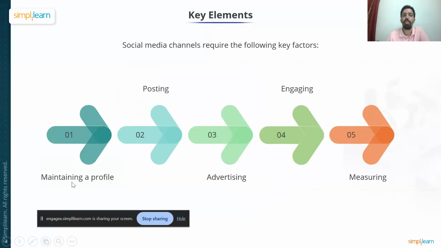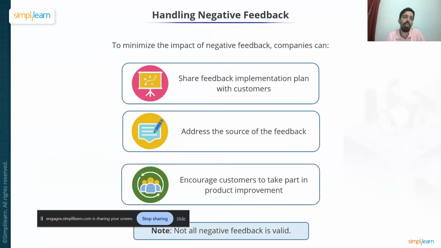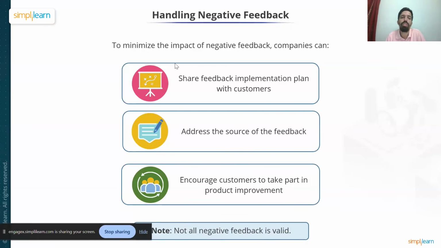One is you need to maintain your profile, constantly keep on posting, and then use that particular platform for advertising. Then engaging content creation needs to be done, and then definitely you can measure your profiles. So these are some of the five key elements that you have. There are some negative aspects as well from social media platforms, which are unavoidable, you can say. There are some aspects that you can try to minimize by sharing your feedback.